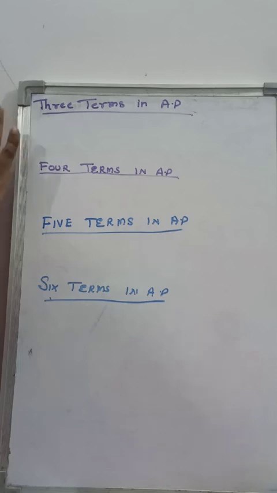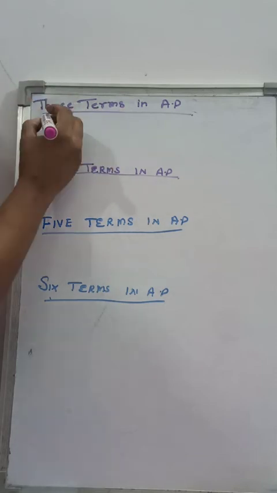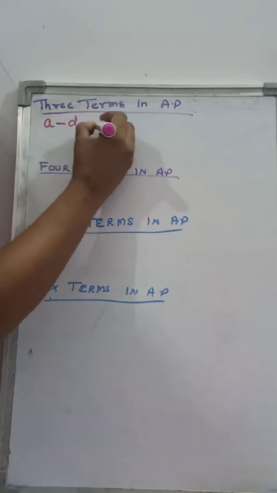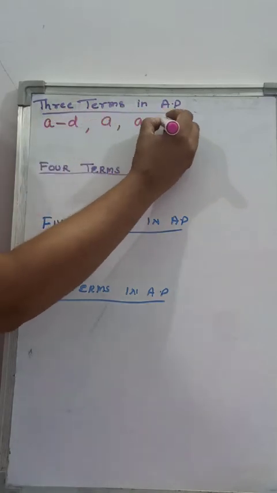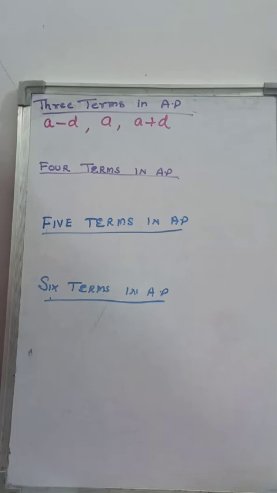Now the exercise is over. I'll tell you a few important things. In the previous question 19, I have told you how to take three terms in AP. If they are saying so in the question, you will take A minus D, A, A plus D. These are the important things.